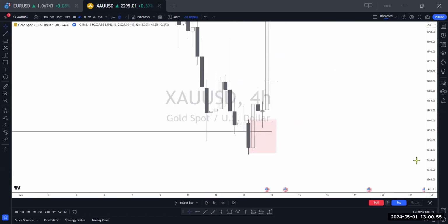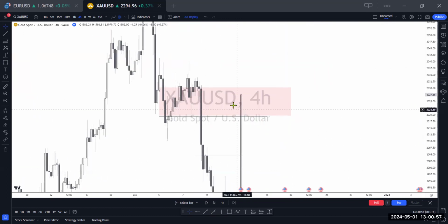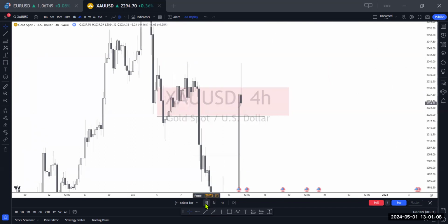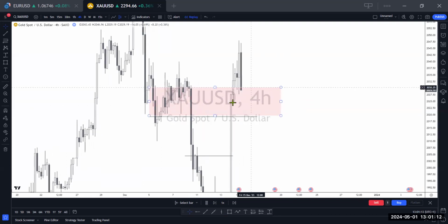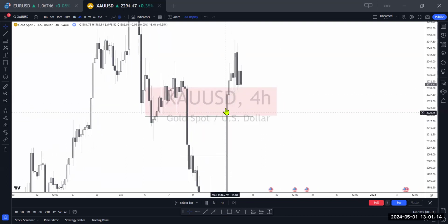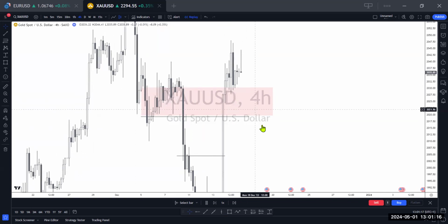Okay, so we had breakouts. The way price entered this level, will you want to sell from here? No, definitely. Why? Because there is no rejection. There is no engulfing forming at this point. Price broke your support or your resistance. What happens? The resistance becomes support.